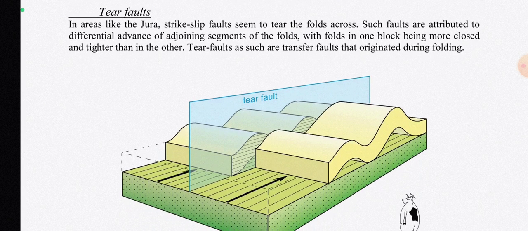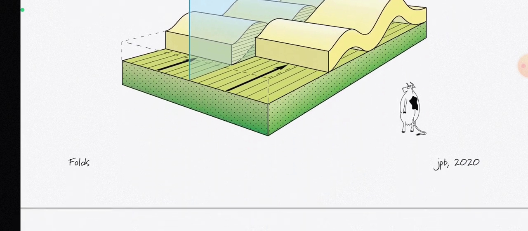Now, tear faults. In areas like the Jura, strike-slip faults seem to tear the fold across. Such faults are attributed to differential advance of adjoining segments of the folds, with folds in one block being more closed and tighter than in the other. Tear faults as such are transfer faults that originated during folding.